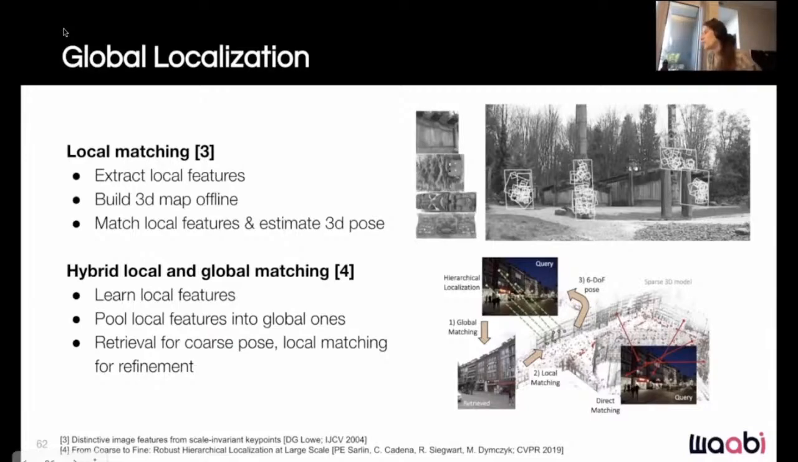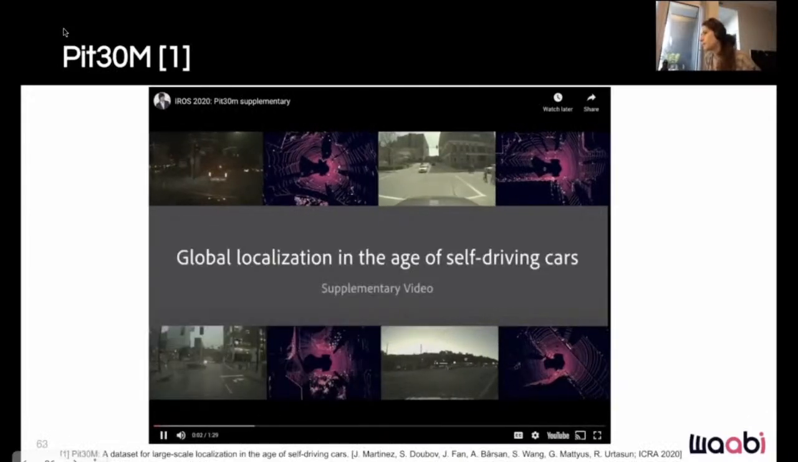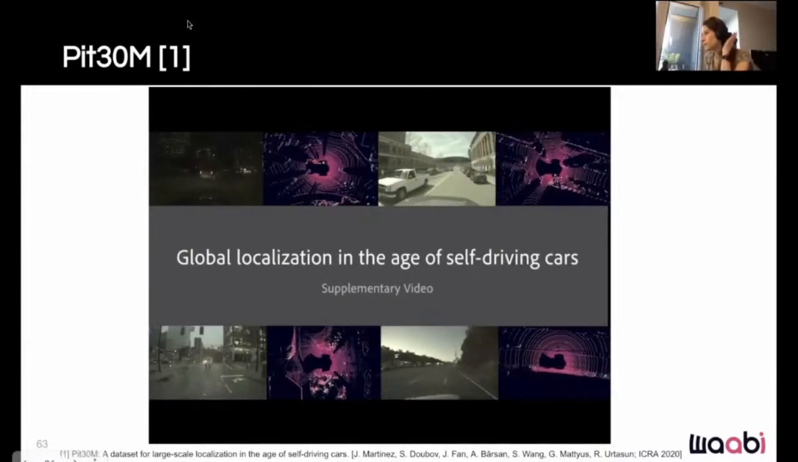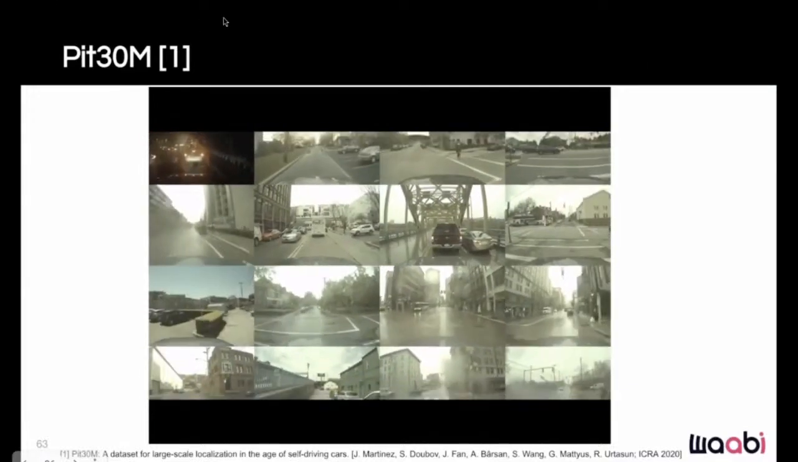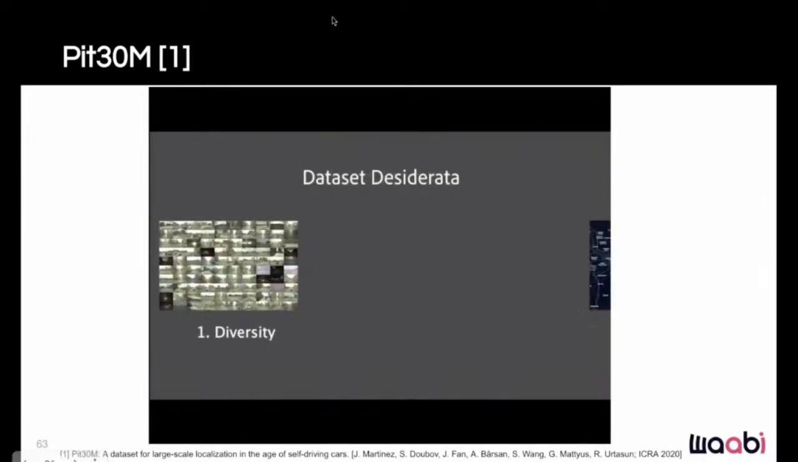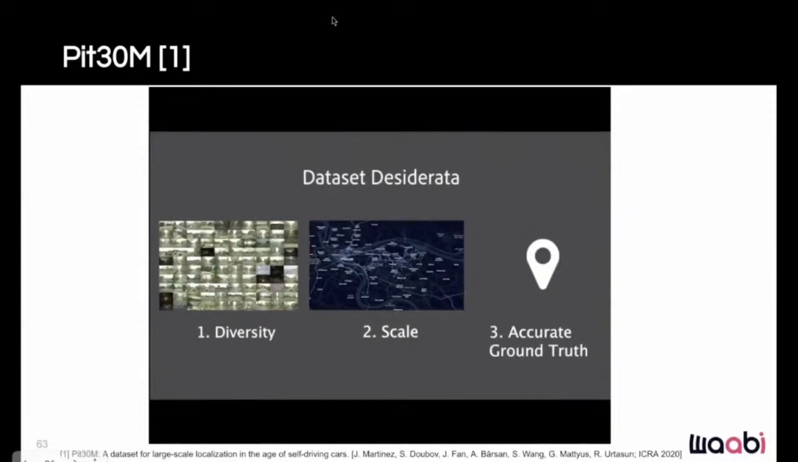We have investigated global retrieval approaches in the context of self-driving and designed a large-scale dataset and benchmark for this task. We introduced PID30M, a dataset for large-scale localization tailored for self-driving applications. For scalable localization in a city setting, we would like a dataset to 1. Be diverse, 2. Cover an entire city, 3. Provide accurate localization ground truth. Our dataset satisfies these 3 criteria and does so at an unprecedented temporal and geographical scale.